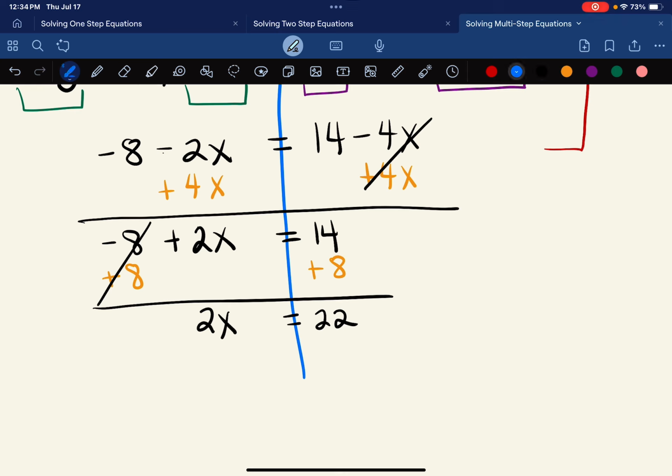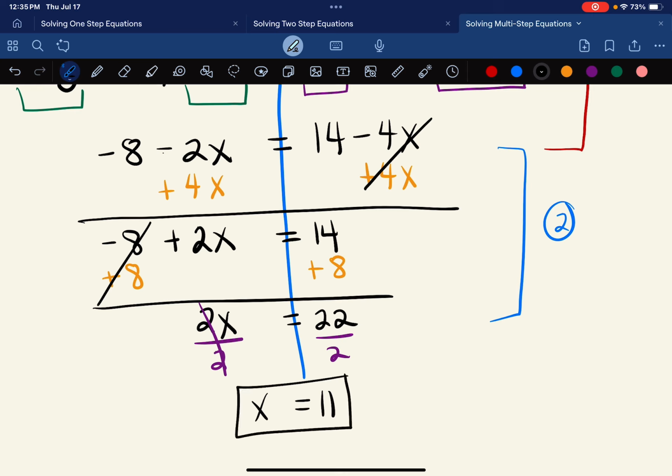So that was the second step in solving. And then our last step, of course, is to just solve for our x variable. So I'll divide both sides of our equation by 2. And that gives us 1x, or x, equals 11. And there is our answer.